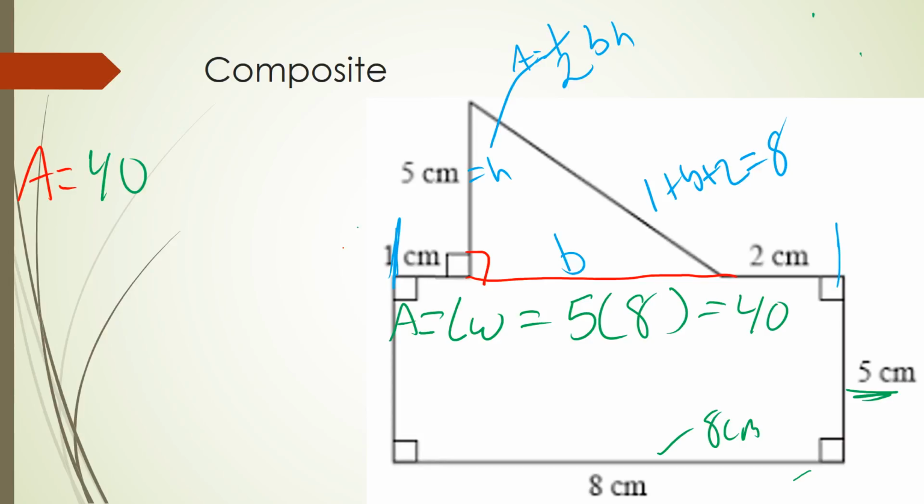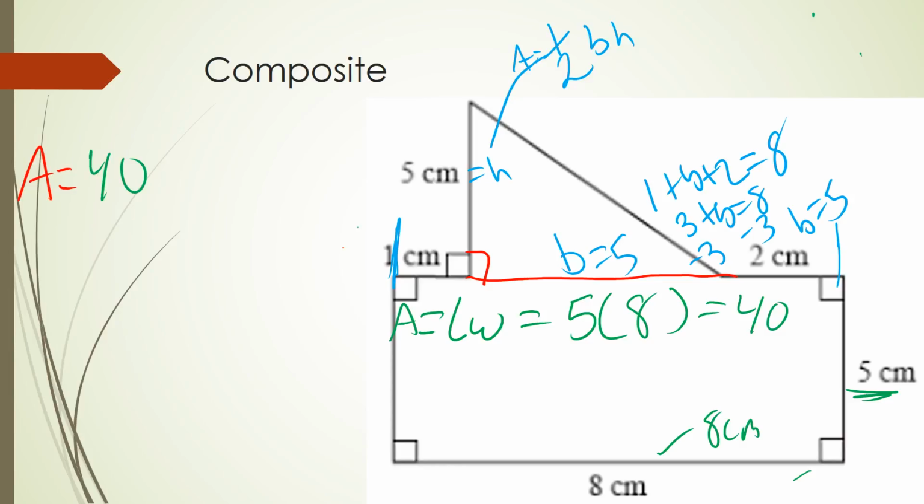So remember way back at the beginning of the year, we had the line segment addition postulate, which merely stated that the whole line is equal to the sum of the individual parts of it. So that means we can simplify this down to be 3 plus b is equal to 8. So again, we have to get b by itself. The opposite of addition is, of course, subtraction. So subtract 3 from both sides, giving us that b is equal to 5. So the base is equal to 5.